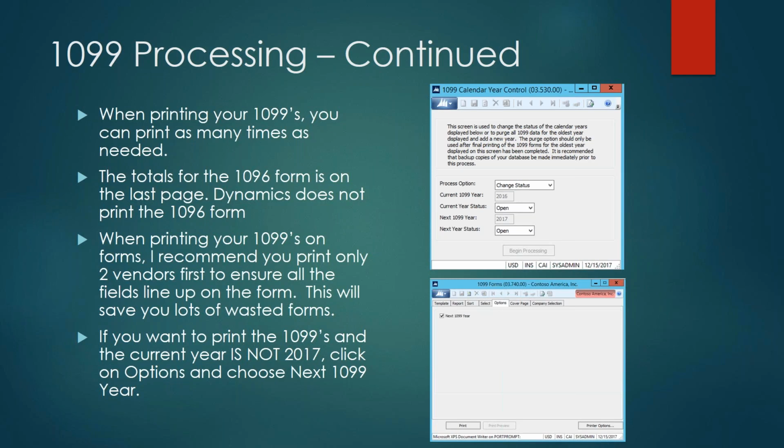And if you want to print your 1099s, at least look at the forms before you close the year, just click the next 1099 year and it should pick this up for you.